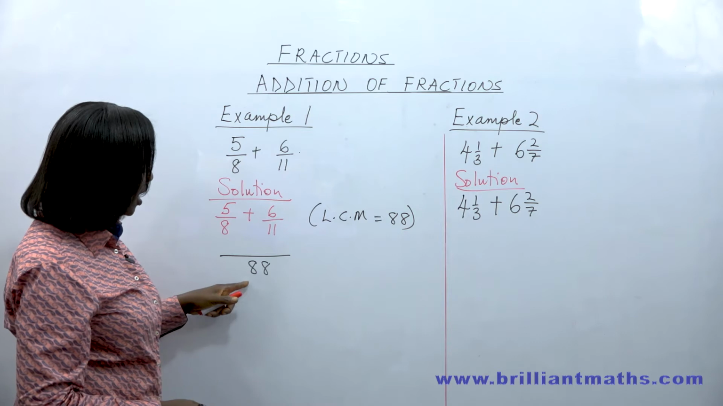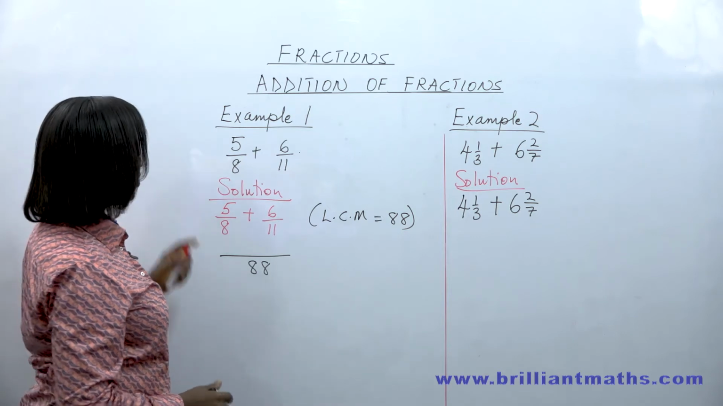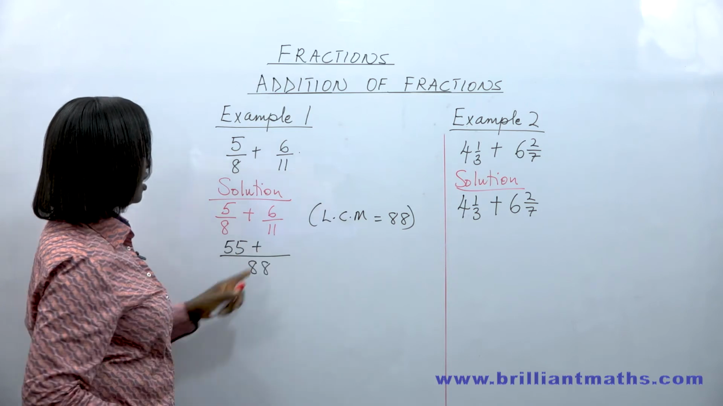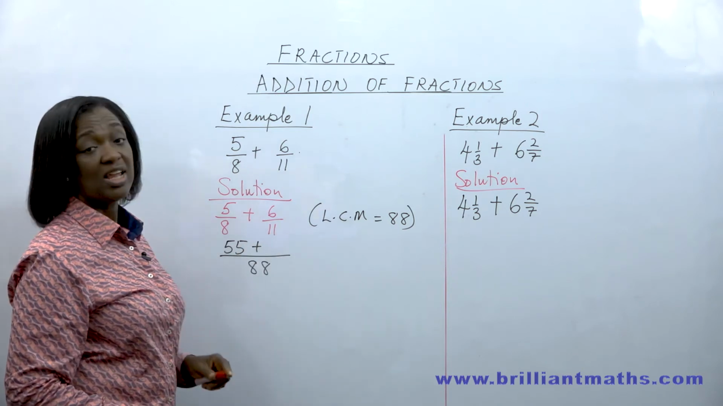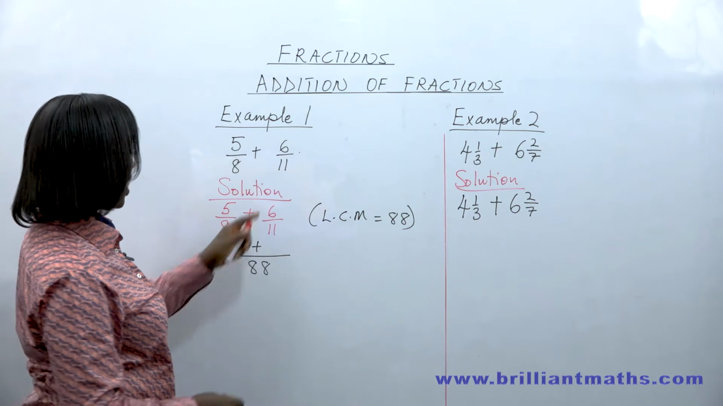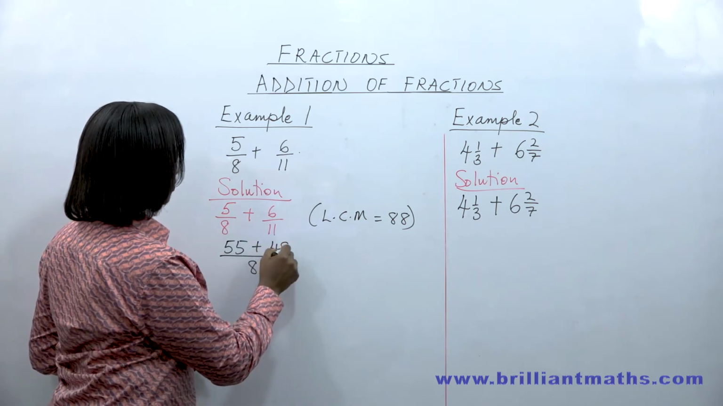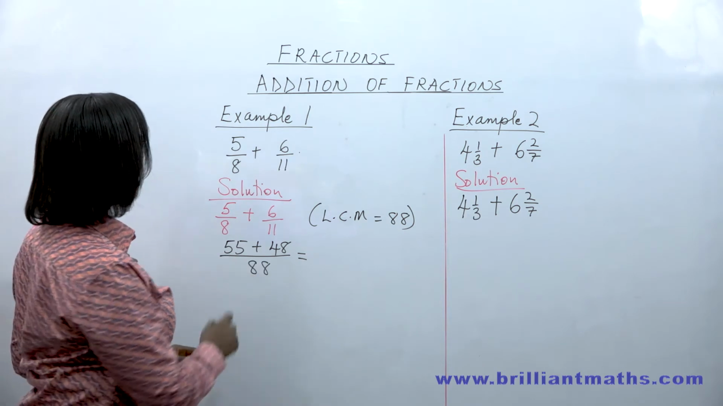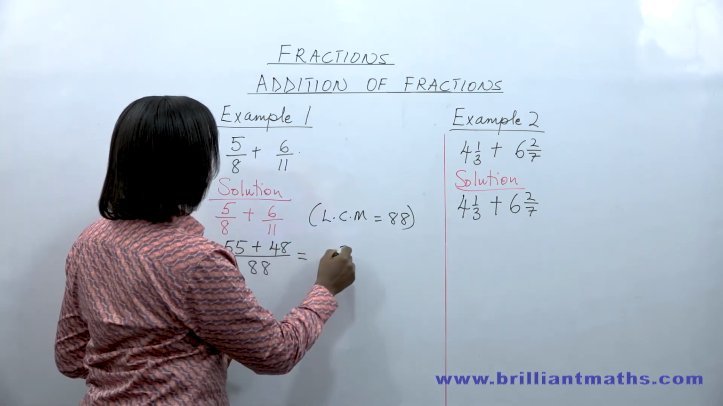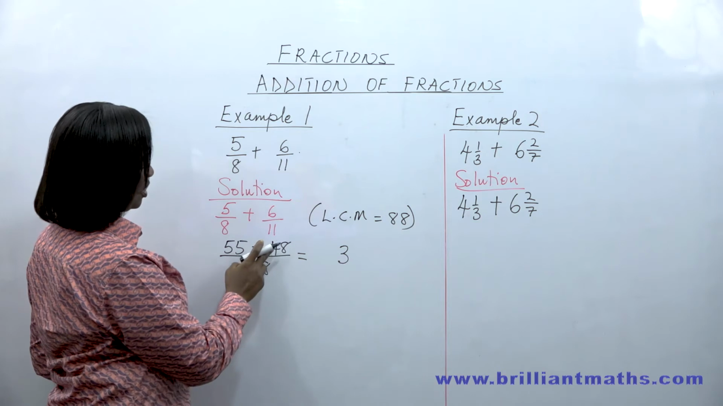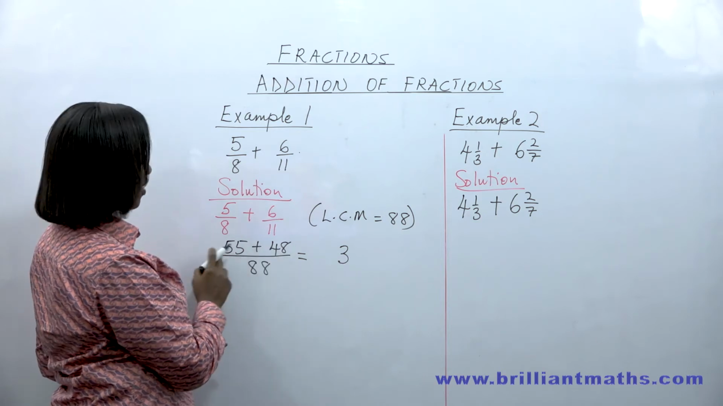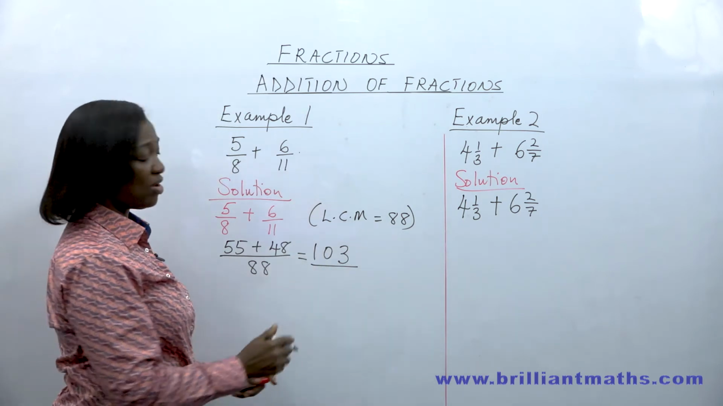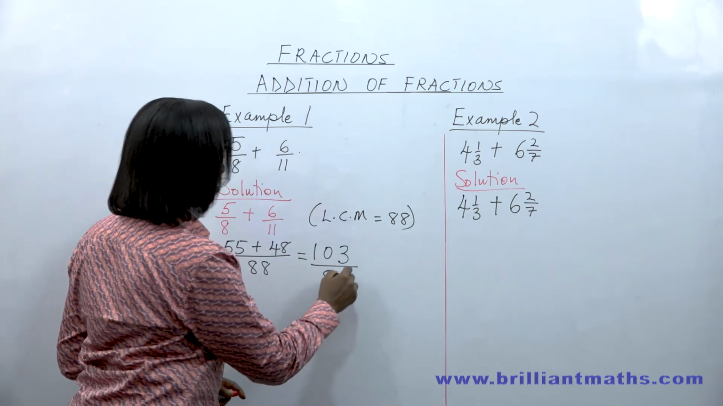8 into 88 is 11. 11 times 5 is 55. Plus 11 into 88 is 8. And 8 times 6 is 48. We then add 55 and 48. 5 plus 8 is 13. Carry 1. 1 plus 4 is 5, and 5 plus 5 is 10. So we have 103 over 88.